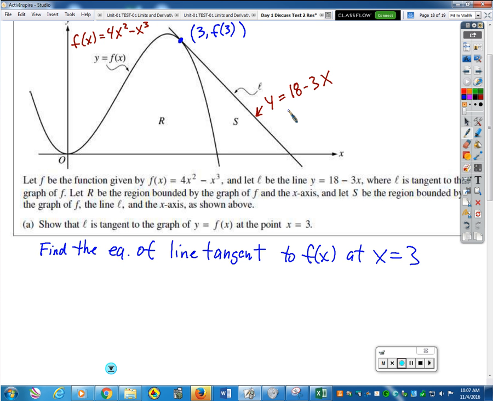If you take f of x and then you're solving, you use that equation and you do like 3 equals 4x squared minus x cubed. Is that the 3? Is that how you would get the y equals 18 minus 3x? Not exactly, but also will be part of that.